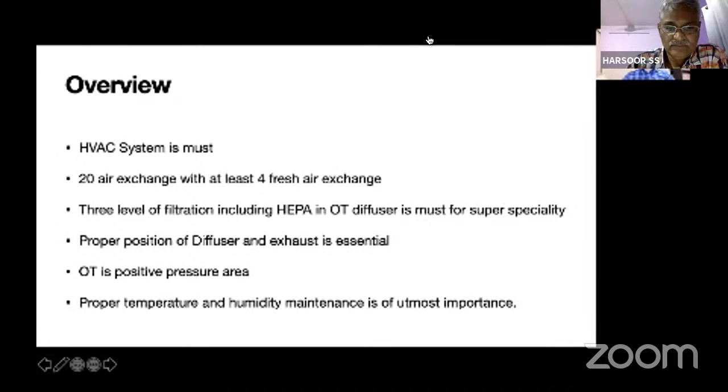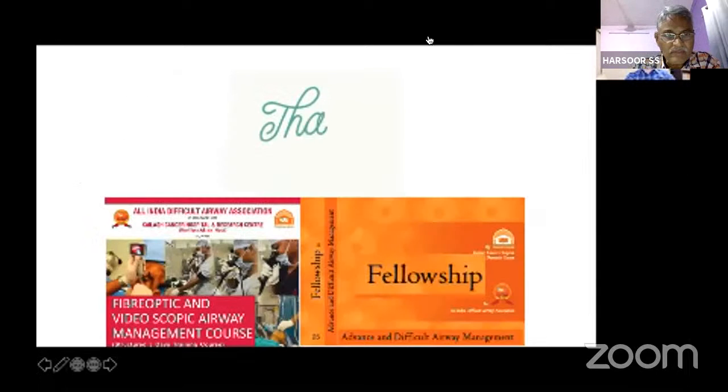So, at the end, an overview of operation room ventilation: an HVAC system is a must. You need a minimum of 20 air exchanges with at least 20% fresh air, that is 4 fresh air exchanges. There are 3 levels of filtration, including HEPA, in the operation theater. A diffuser is a must for the super specialty, and also preferable in a general operation theater. Proper position of the diffuser and exhaust grill is essential. An operation theater room is a positive pressure area, and proper temperature and humidity maintenance is of utmost importance. Thank you.